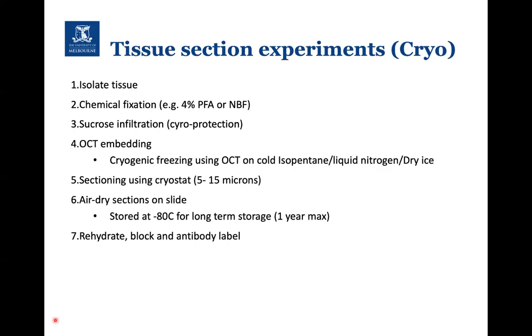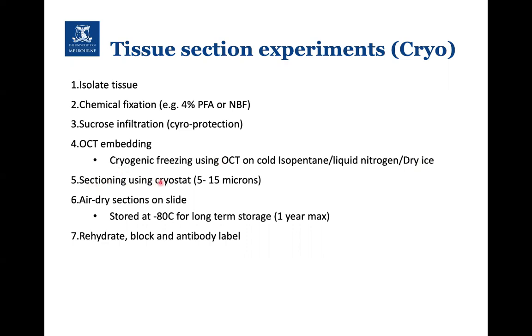The other option I mentioned is to cryopreserve, so freezing our samples. In this case, again, we're going to isolate the tissue and go through a chemical fixation step. But in this case, we infiltrate in sucrose, which gives us some form of cryoprotection. We then embed in something called OCT, optimal cutting temperature. And once we're in the OCT, we can actually cryogenically freeze the samples using something like isopentane, liquid nitrogen, or dry ice.